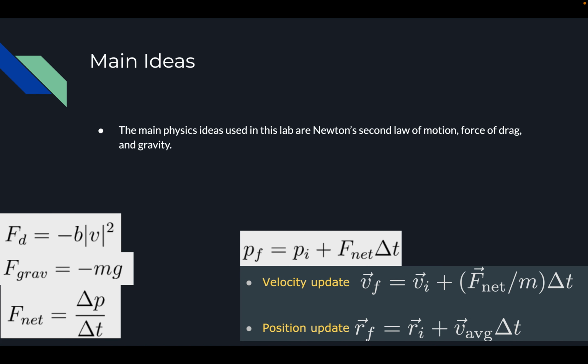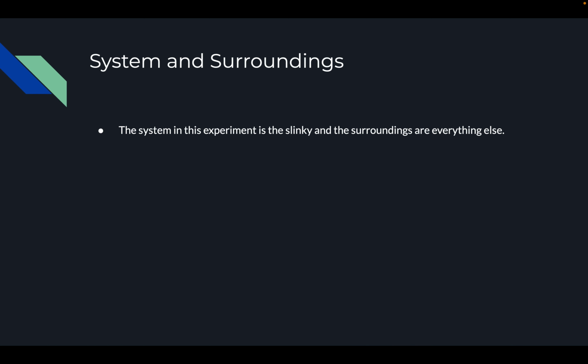The main ideas used in this lab are Newton's second law of motion, the force of drag, and the force of gravity. On the left, we see the force of drag, force of gravity, and net force formulas. And then on the right, we see the momentum update, velocity, and position update formulas. The system in this experiment is the slinky, and the surroundings are everything else.